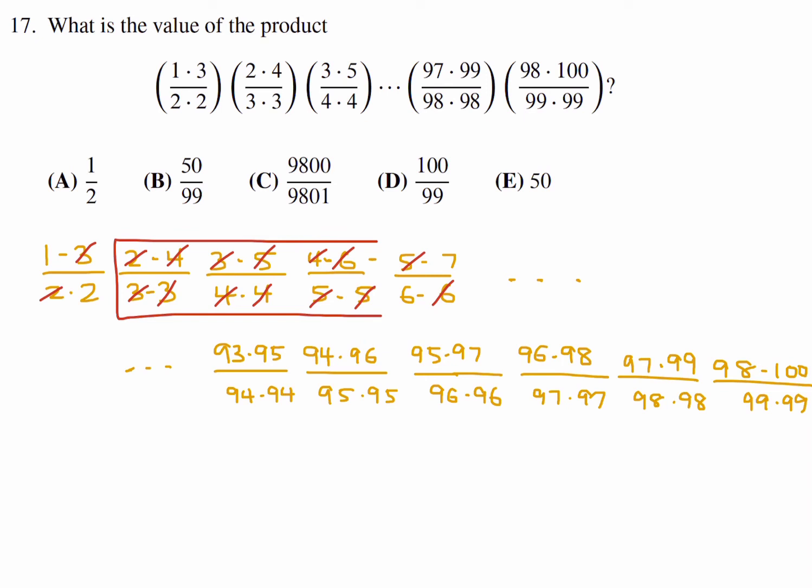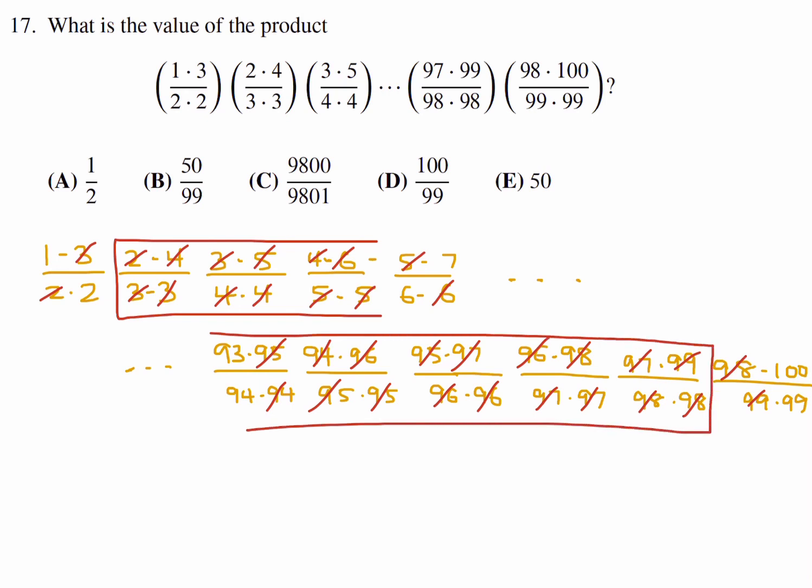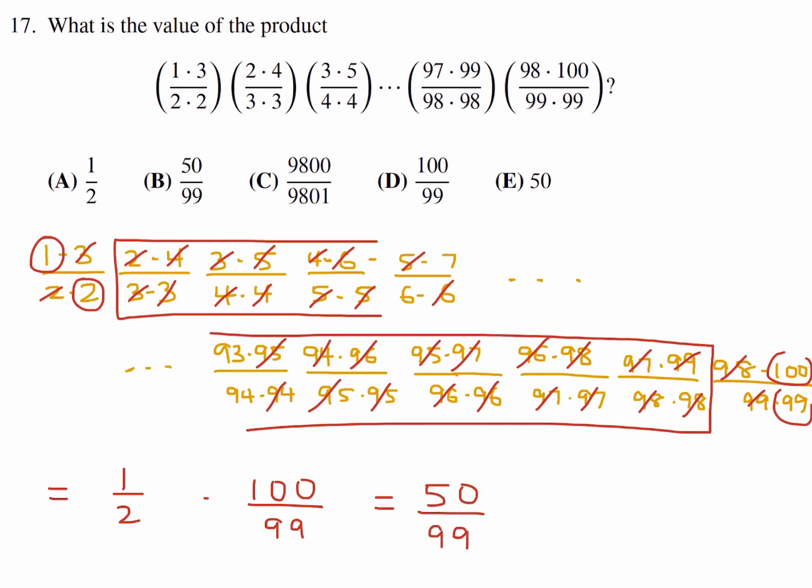Now let's look at the other end. 98 cancels here. 97 cancels there. 96 with there. These 95s cancel. These 94s cancel. Let's go the other direction. 95s cancel. 96 cancel. 97, 98, 99. So as you can see, all of these are gone if you continue the pattern. So the only thing that's left is this 1, this 2, and at the very end, this 100 and this 99. So that becomes just 50 over 99. Very interesting. Number 17, the answer is B.